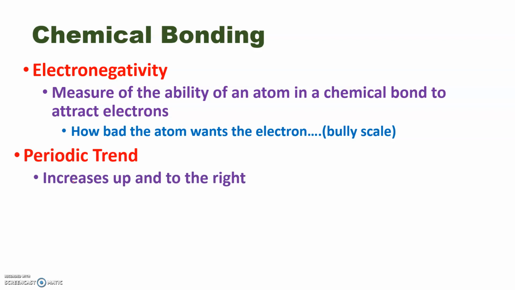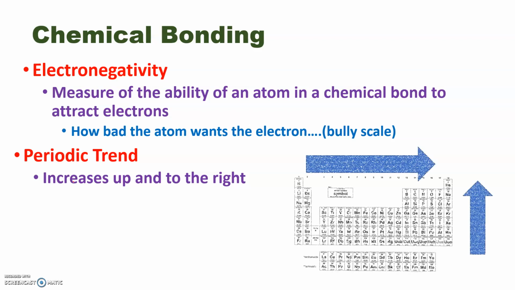Now there is a trend to this as well. It increases up and to the right. This includes the entire periodic table except the noble gases. The noble gases don't count in this trend. They don't want electrons, so they have zero electronegativity. The rest of them, though, have a varying level of need for electrons.